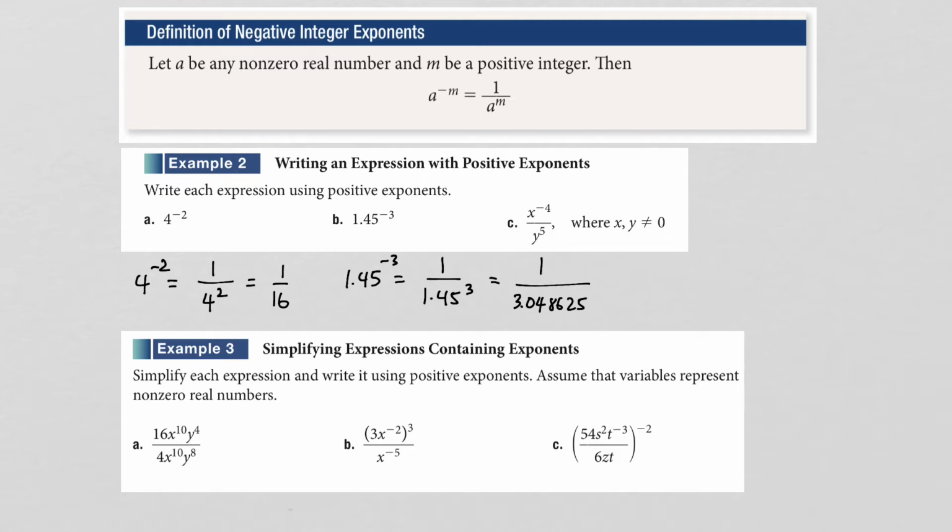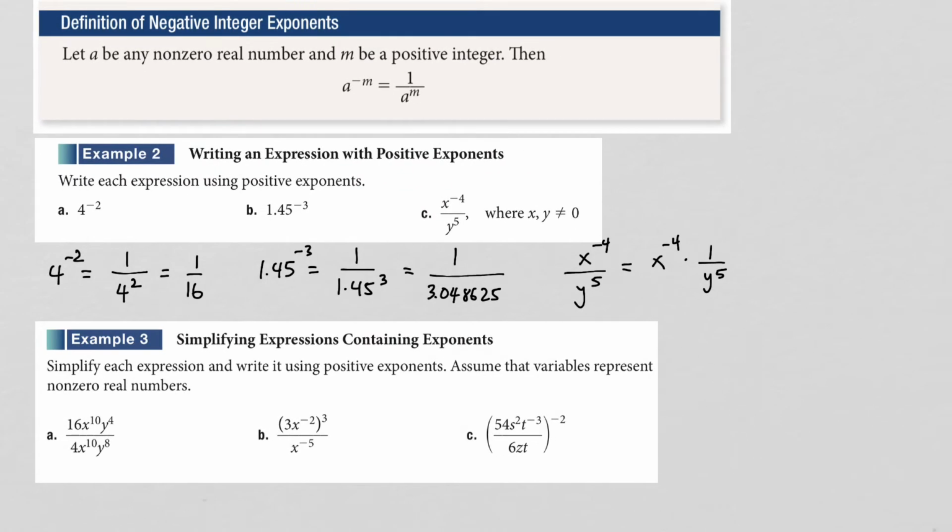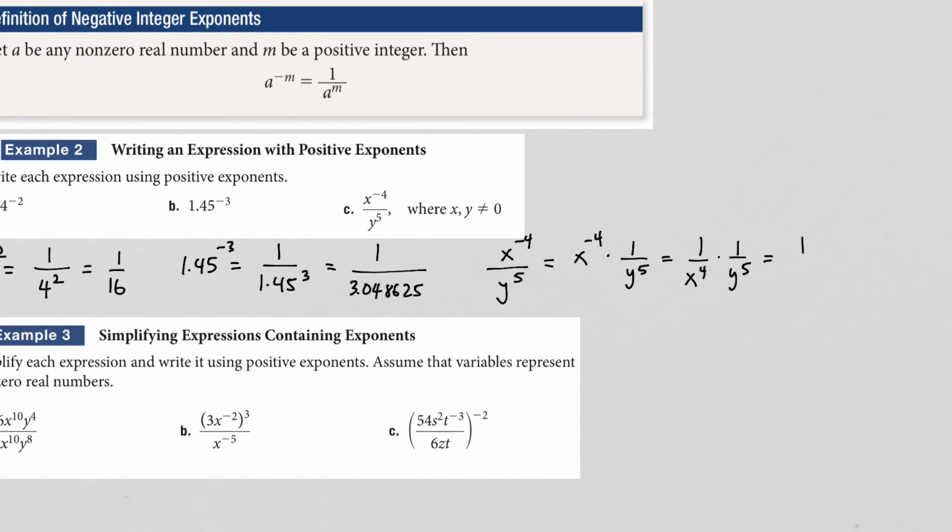And for the next one, we have x to the negative 4th power divided by y to the 5th power. So to write this without negative exponents, we're going to remember that this is the same as x to the negative 4th power multiplied by 1 over y to the 5th power. All I'm doing there is separating these into two problems, basically. And then x to the negative 4 means 1 over x to the 4th, and then times 1 over y to the 5th. And if we multiply straight across, 1 times 1 is 1, and then x to the 4th times y to the 5th is exactly that.